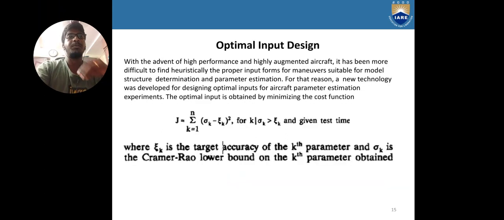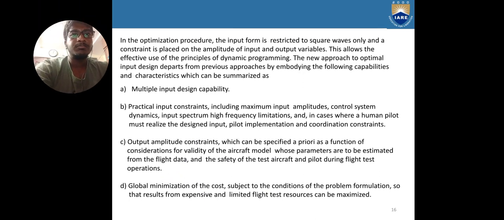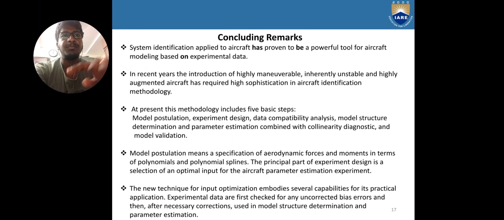So with the optimal input design, with the advent of high performance and highly augmented aircraft, it has been more difficult to find the proper inputs, and through this formula we go through this design and we get flight data which is more accurate. The characteristics and procedures in the optimization are multiple input design capability, practical input constraints, output amplitude constraints, and global minimization of the cost.